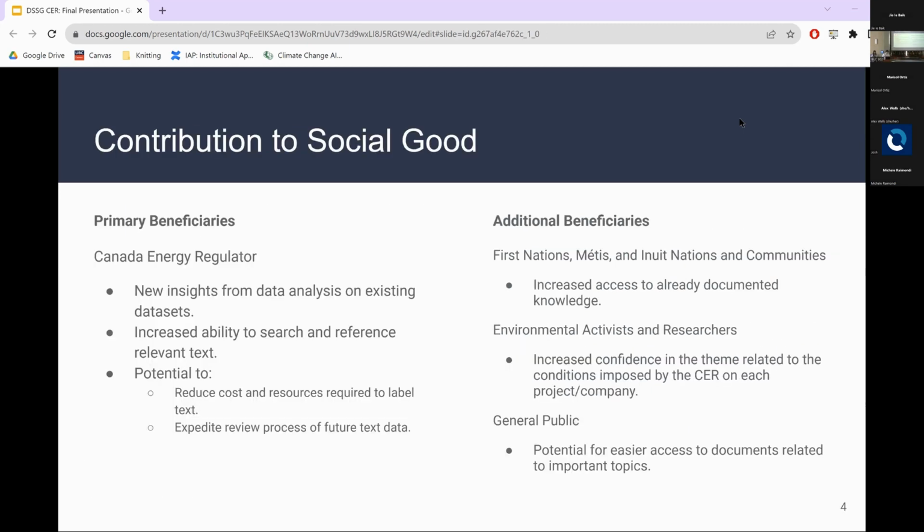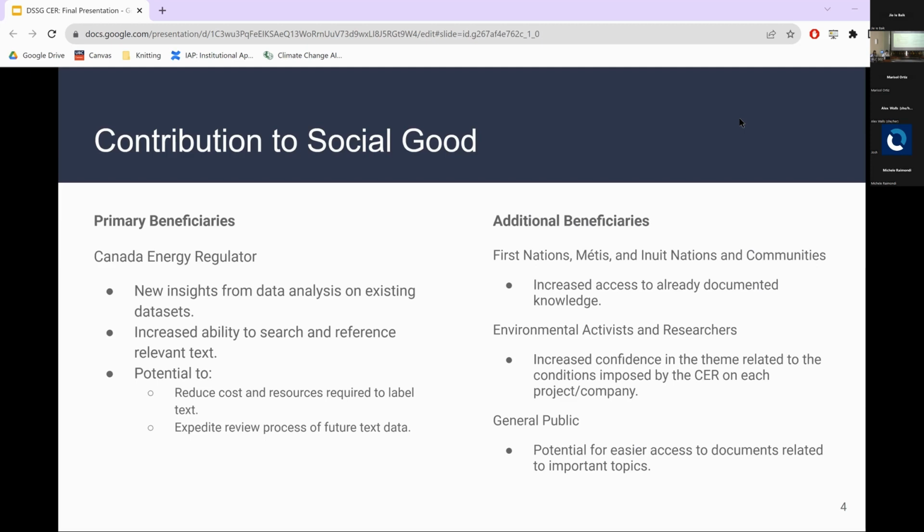Just to briefly talk about the implications for social good itself, of course, the primary beneficiary of our project is going to be the CER, because we'll be able to provide new insights on some of the data they provided to us. We're increasing their ability to search and understand what this text means and what it contains, and we have the potential to save some costs and some time for them.